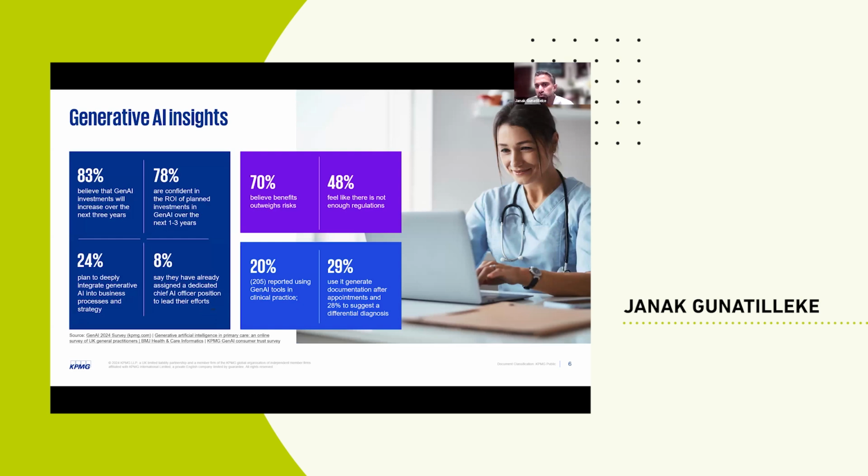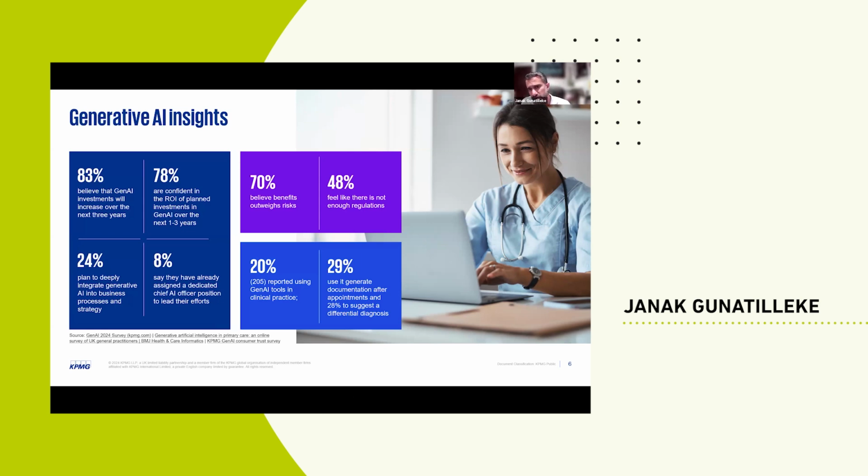Just wanted to give you a quick overview of the sense in the market and what people think about AI and specifically GenAI. So the dark boxes and blue boxes on the left were from a survey KPMG did a little while ago of more than 200 senior business leaders at quite large companies, with more than $1 billion in revenue. And these are some of the insights that came up.